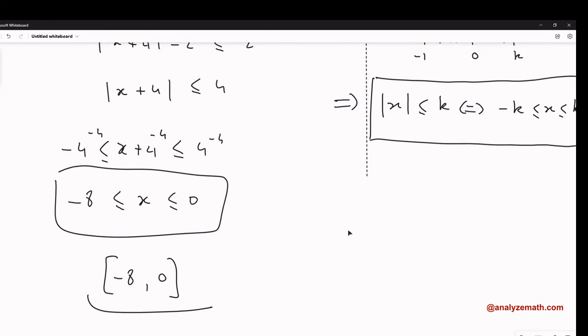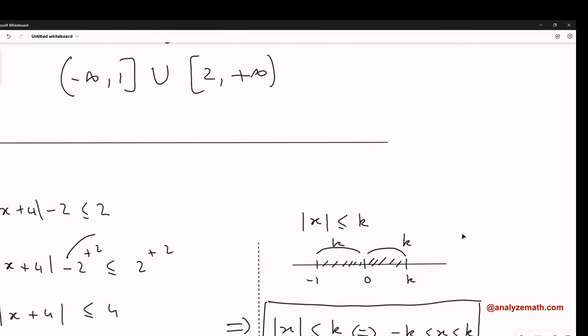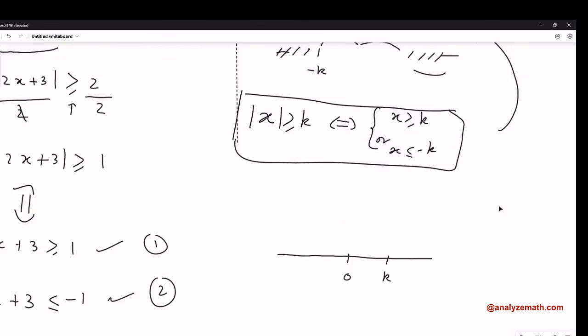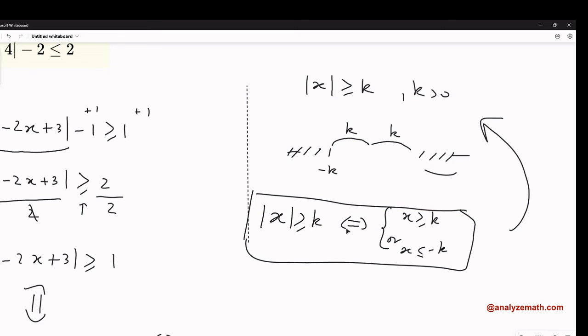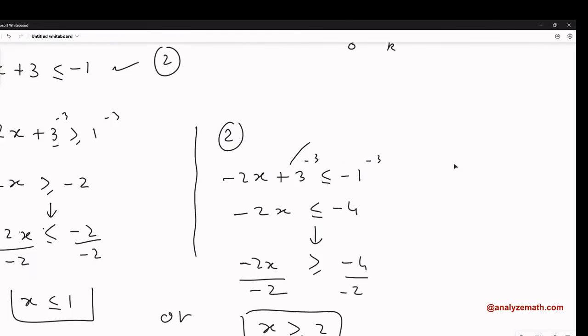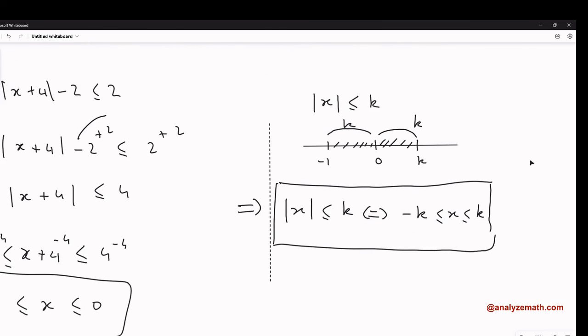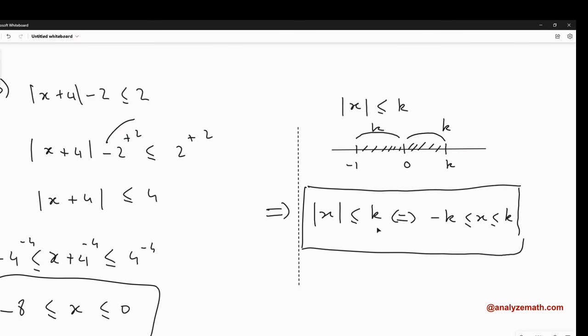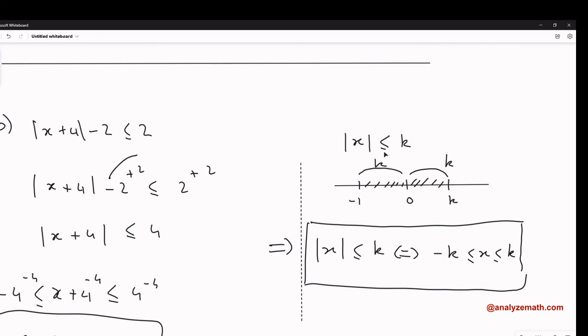So the most important things to retain from this video are the following. An inequality of this form is equivalent to an inequality of this form without absolute value. And the second point is that an inequality with absolute value of this form, less than or equal to k, can be written as a double inequality. There is nothing to memorize here. Just retain the explanation with the number line in both cases and you should be okay.